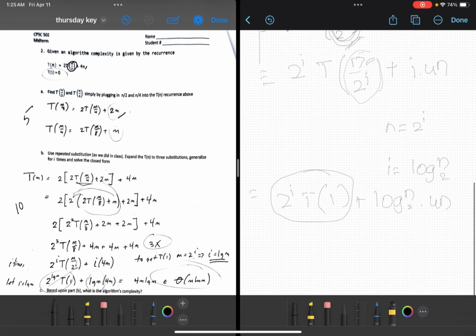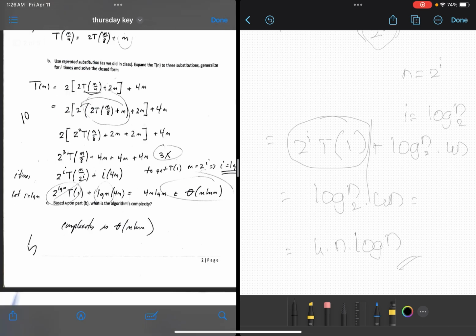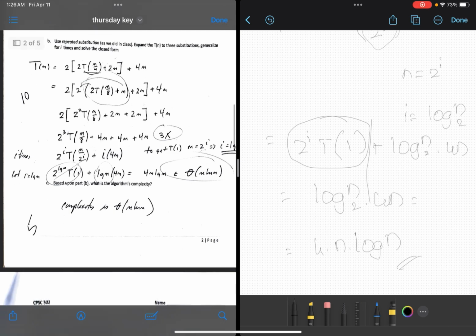So this whole term comes down to 0 and we are left with log n base 2 times 4n. So we can say that this finally comes down to 4 times n log n. So this is the closed form for this recurrence. I know it's a big one, but still, yeah. And we can easily deduce from here that the complexity of this algorithm is theta of n log n, because that's what we got here.